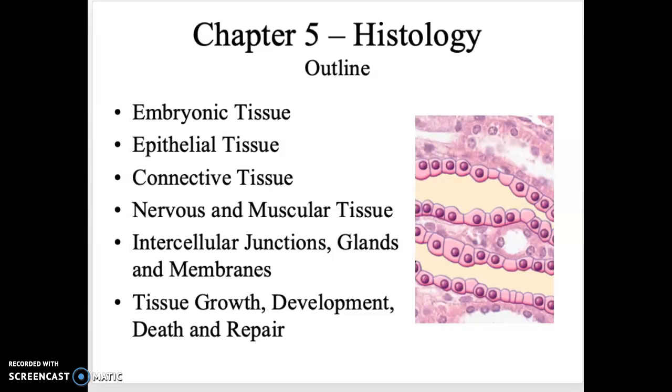Okay, so this section is going to be on histology. So this is the study of tissue with a microscope. We have different types of tissues. We'll go through some of them, and then we'll go through different ways cells communicate, different ways tissues grow, develop, repair, etc.